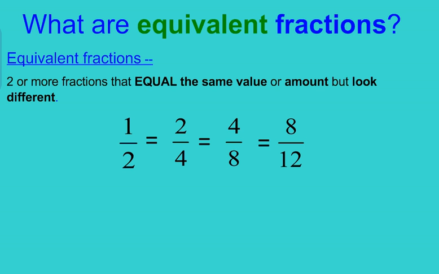What are equivalent fractions? Equivalent fractions are two or more fractions that equal the same value or amount, but look different. So if we look at the fractions below, we have 1/2, 2/4, 4/8, and 8/12. All of these fractions are equal to one another, or they are equivalent, but they look different. They have different denominators and different numerators, but they are still of the same value.